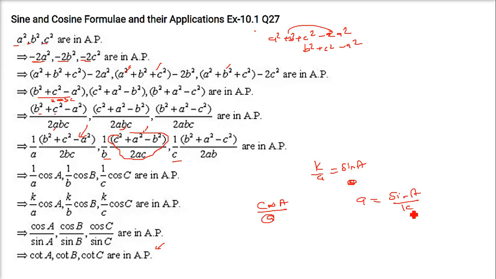That's what exactly we have done. In place of a, we are writing sin A by k. So this is cos A by sin A by k. So this becomes cos A, k goes up, it is sin A. So you get k cos A by sin A, right? Similarly here, k cos B by sin B and k cos C by sin C. k gets cancelled. You can just remove this, divide all of these by k. So you get cos A by sin A, here you get cos B by sin B, and here you get cos C by sin C. So this is cot A, this is cot B, and this is cot C. So these are also in AP.